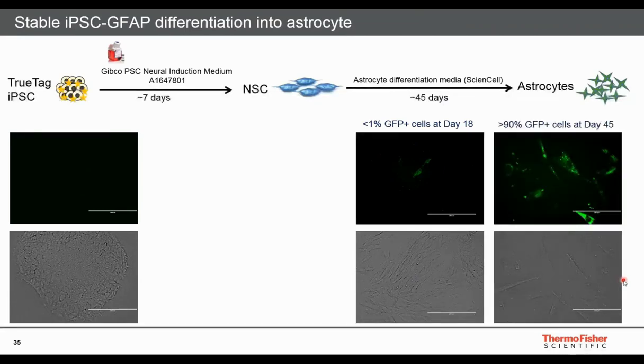And when we get to about day 45 of differentiation, greater than 90% of our cells are GFP positive, showing that we successfully knocked in to something that's only being expressed in our astrocytes.